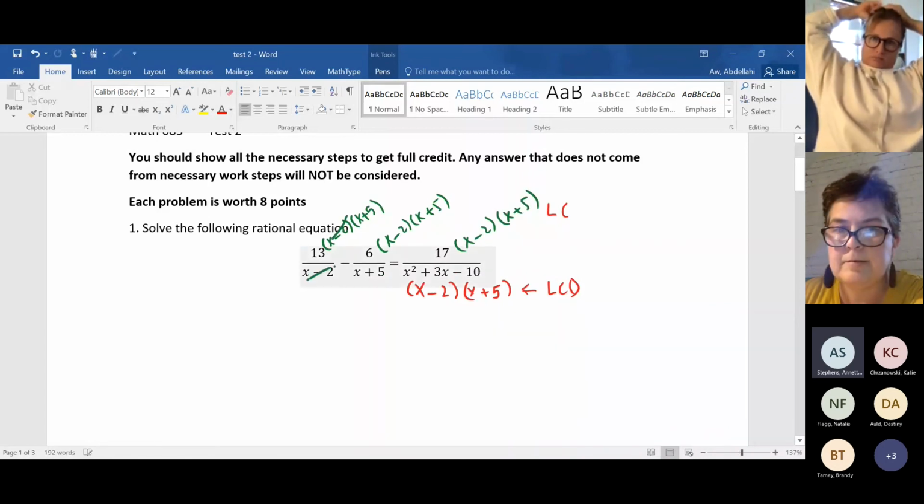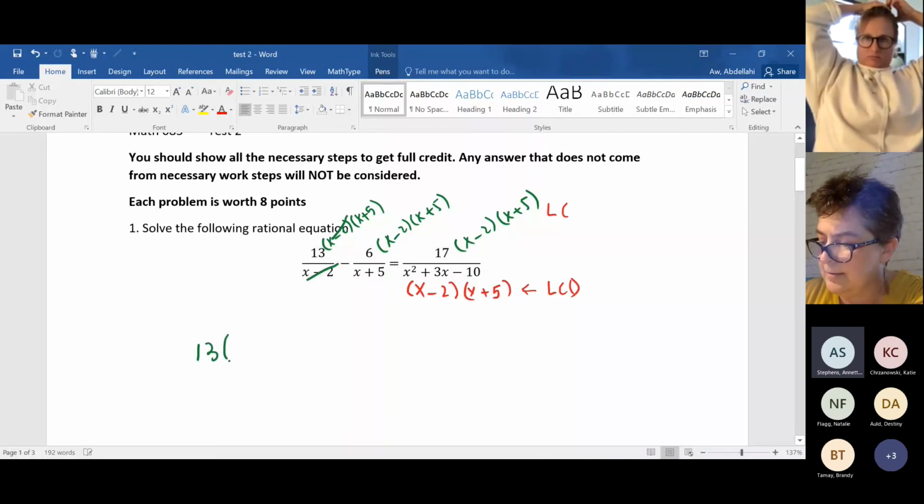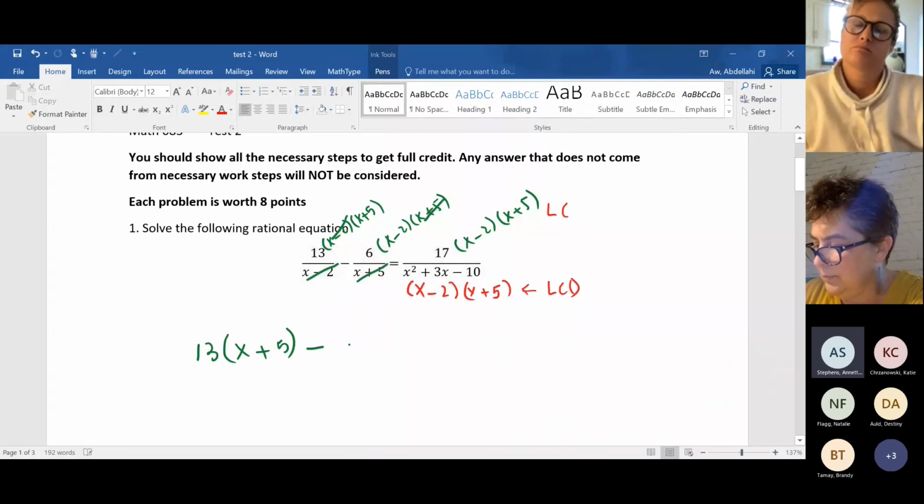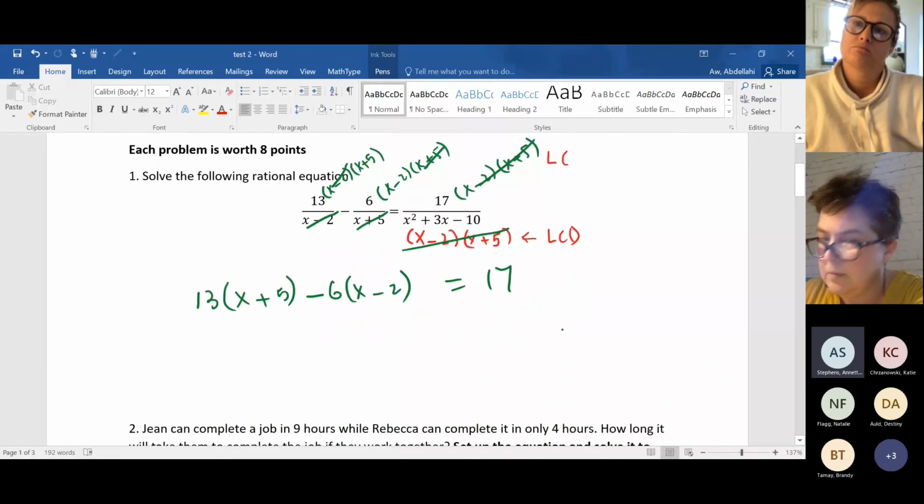x minus 2 and x minus 2 cancel out. What I have left: 13 times x plus 5, minus x plus 5 cancel out, 6 times x minus 2. And here everything cancels out, equals 17. Every time you multiply by the least common denominator and simplify, you will have a very simple equation as a result.